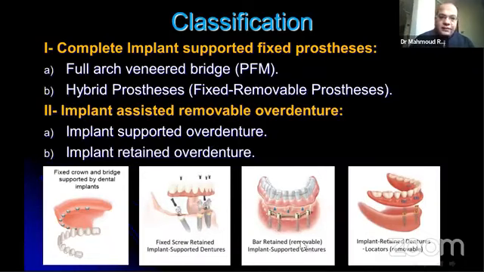Here is the first type of implant-assisted removable overdenture, what we call implant-supported overdenture. The total support of the prosthesis will be gained by using bars, as we see here, or telescopes. And this is the last type of overdenture, the implant-retained overdenture. Here we can gain only retention from the implant, and support and stability will be gained from the alveolar ridge.